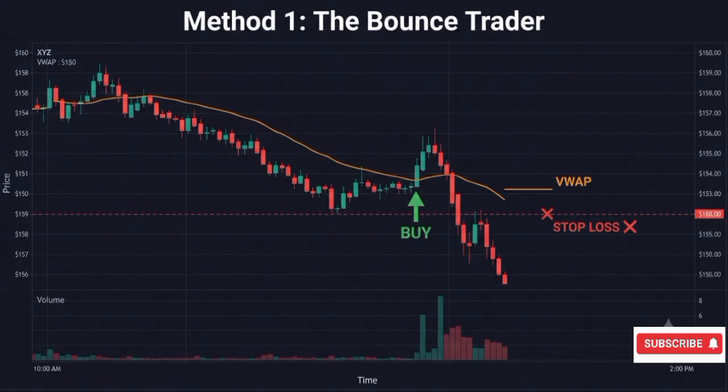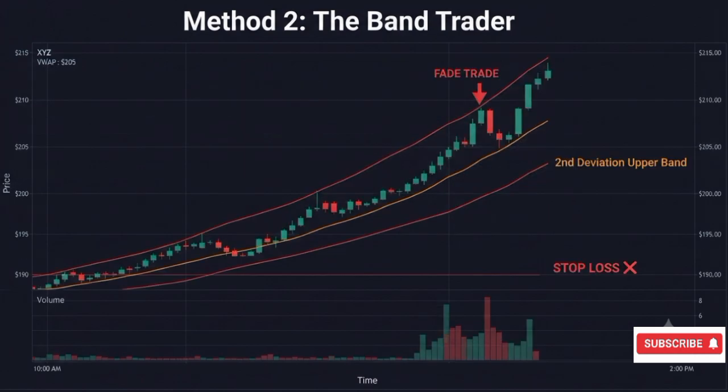Method 1, the bounce trader. Price hits VWAP from above, you buy. Price hits VWAP from below, you sell. You're treating it like support and resistance. And on some days, it works beautifully. But on trend days, you're getting run over. You're buying the first touch into a VWAP on a strong bearish trend day, and you're wondering why it keeps slicing through like paper.